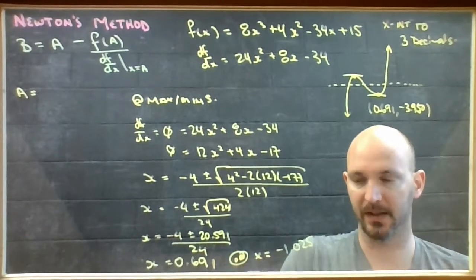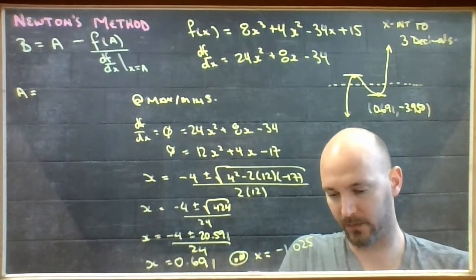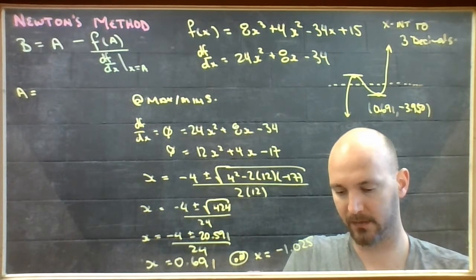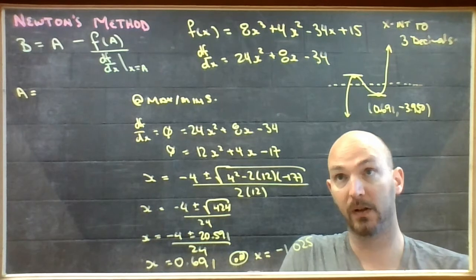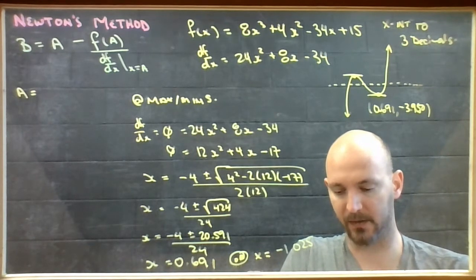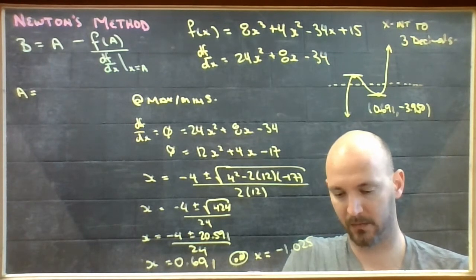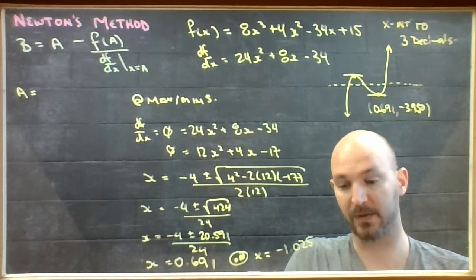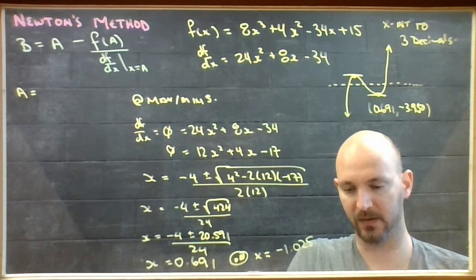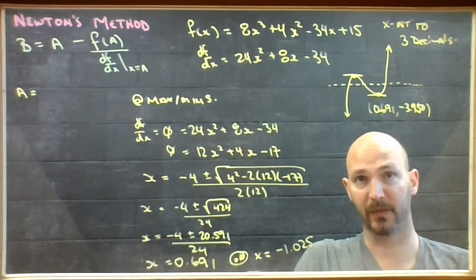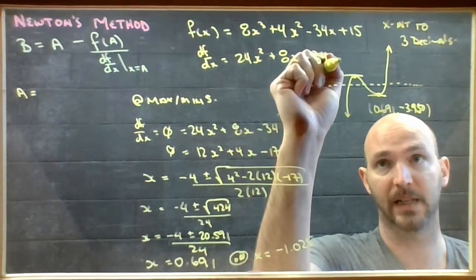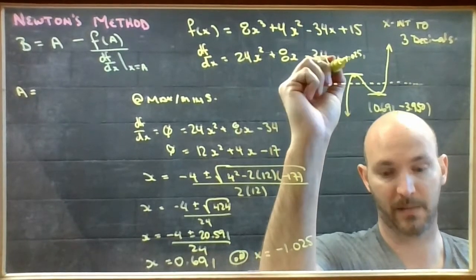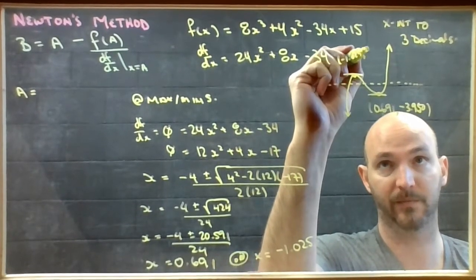Okay, and if I try this one, negative 4 subtract 20.591 divided by 24 equals, so 8 times that answer cubed plus 4 times that answer squared minus 34 times that answer plus 15 gives me, goodness, this one up here is at negative 1.025, comma 45.431.